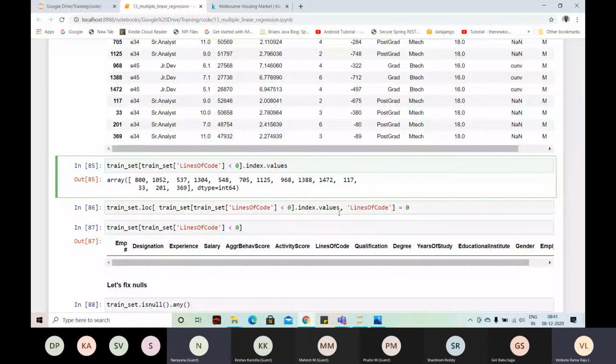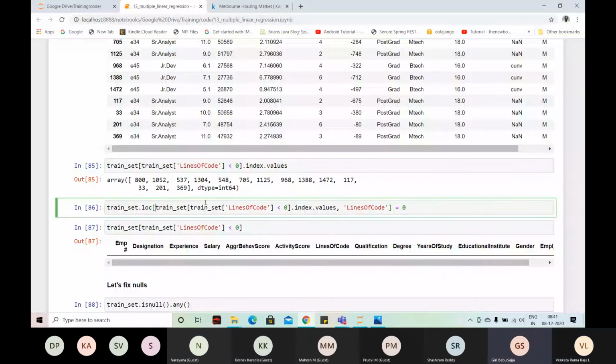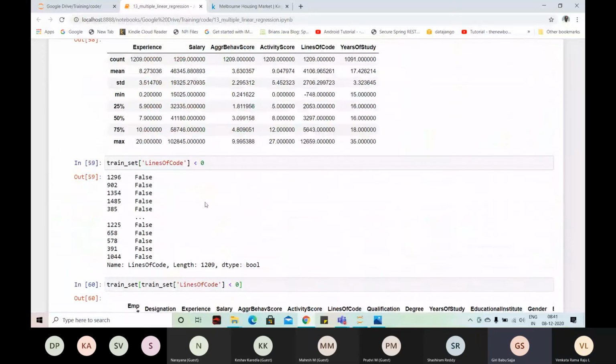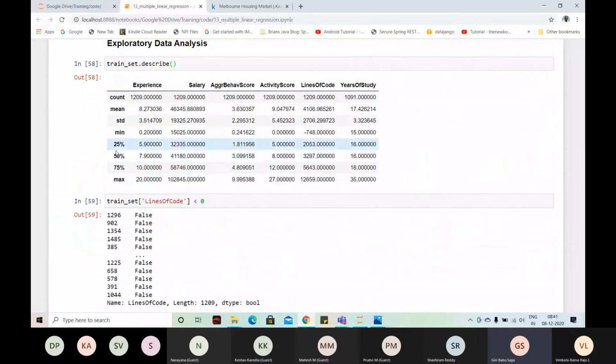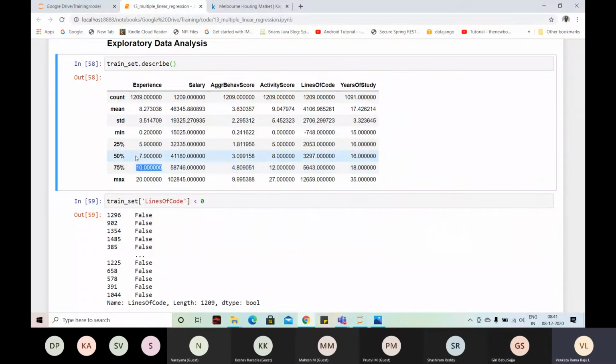Yes, Ram. Okay. Sir, 1 second, sir. For the describe output, that 75% and all, is that the 75% of the distribution within that experience? Is that what it means? Okay, sir. Good question. So this is quartile 3. This is quartile 2. This is quartile 1.